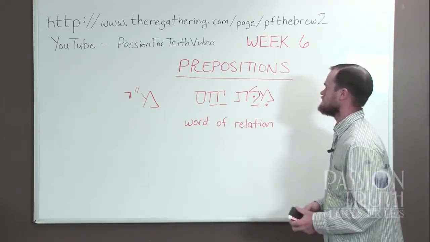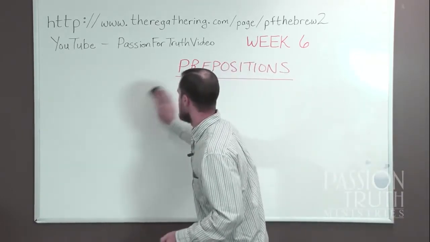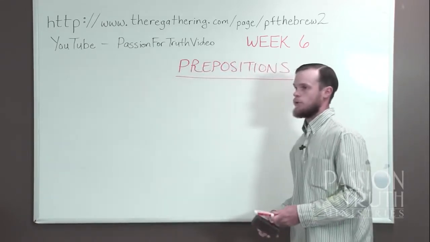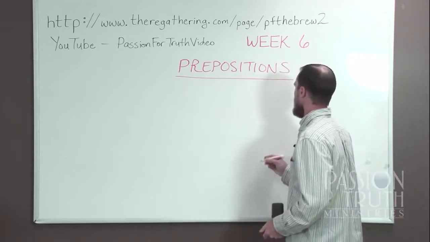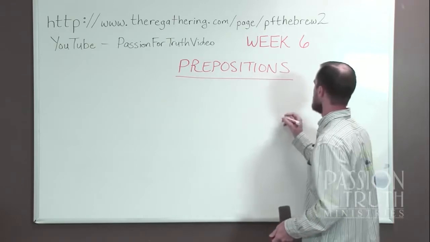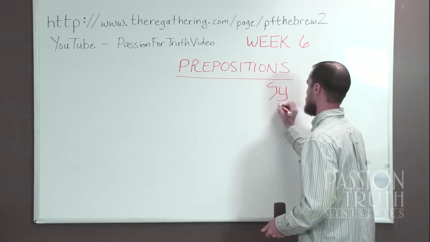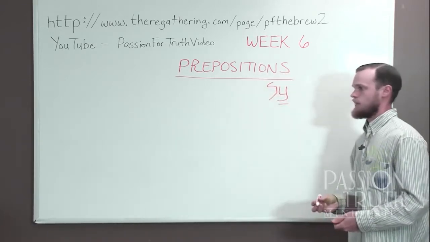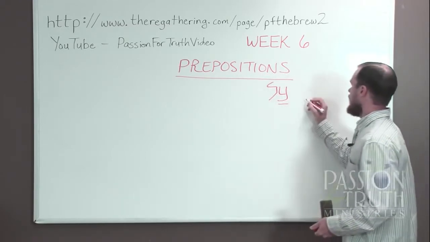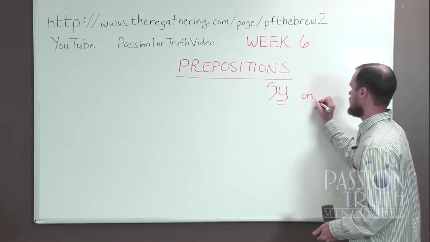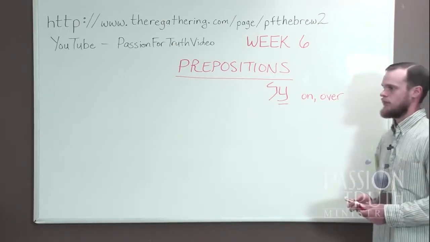So I'm going to give 5 prepositions, and we're going to use them in some sentences. And they're listed on your sheet. I'll write them up here too. We've got ayin lamed with a patach under the ayin. This is pronounced al. And al can mean on or over, on top of.